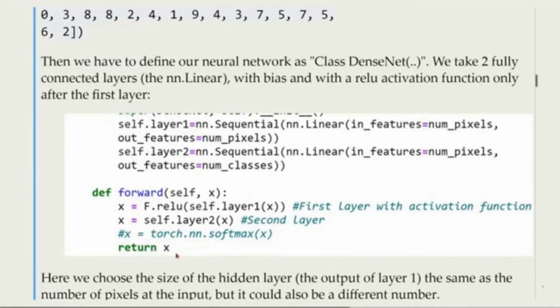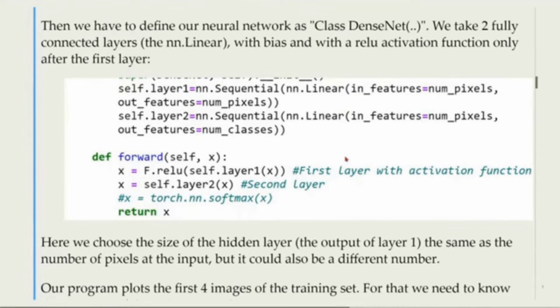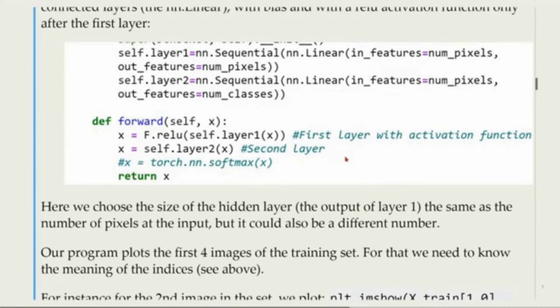And here we are defining our forward method. We have the first layer, then a ReLU applied to the output of the first layer, then we have the second layer, and we are returning the output of the second layer. Here we choose the size of the hidden layer, the output of layer 1, the same as the number of pixels as the input, but it could also be a different number.